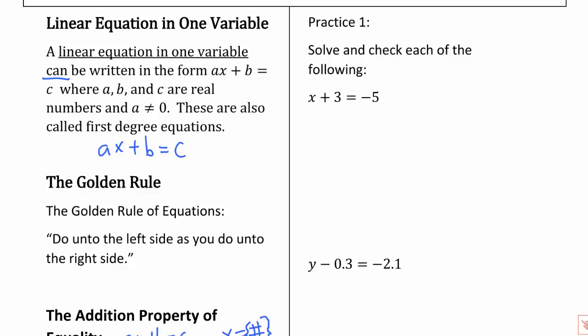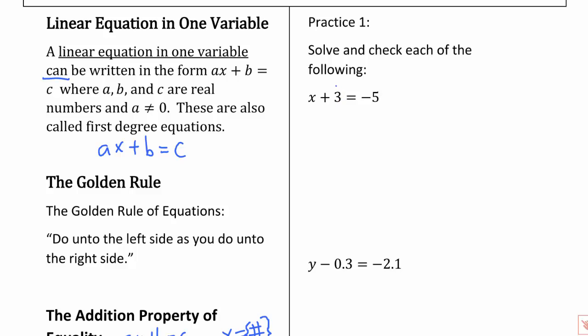We're going to start working with actually solving equations. Practice 1 says to solve and check each of the following. We have x plus 3 equals negative 5. Now, basically we need to get the x by itself. What we need to do is get rid of this plus 3.